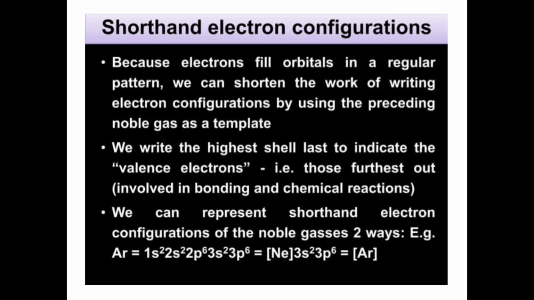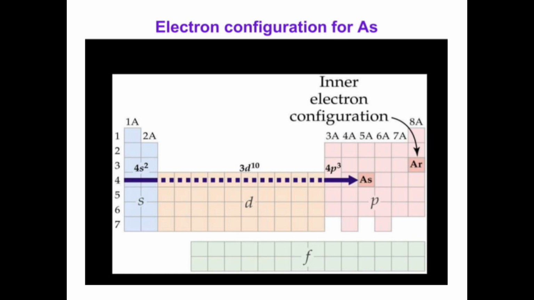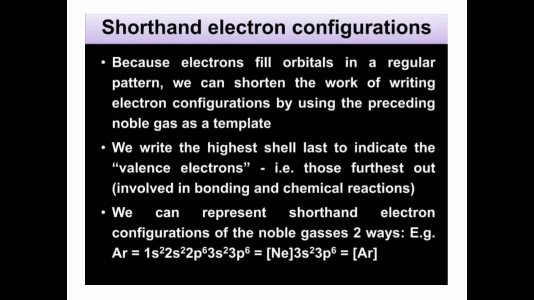Now go back to the configuration of argon itself. Argon has 1s2, 2s2, 2p6, 3s2, and 3p6. And since you know that 1s2, 2s2, 2p6 makes 10, 2 plus 2 plus 6 makes 10, we can cut that one off and put neon there. So we are now left with 3s2 and 3p6. So to shorten the configuration of argon, we can say neon in bracket 3s2 3p6. So we have shortened that configuration. We can do that for a whole lot of elements as well.